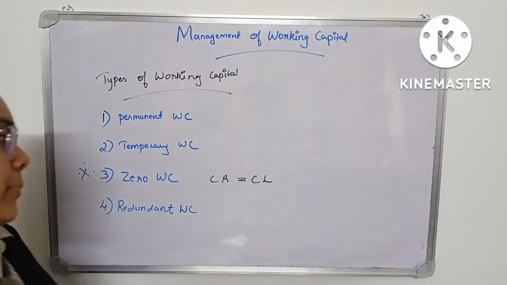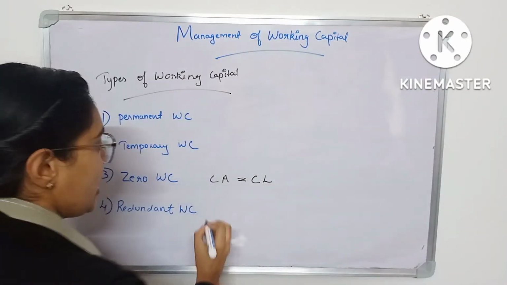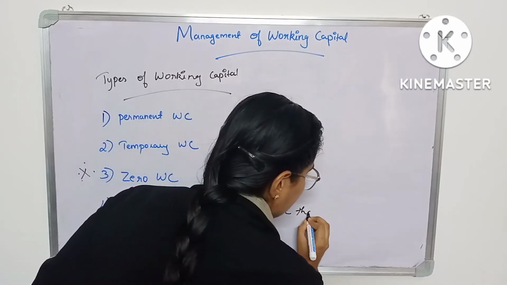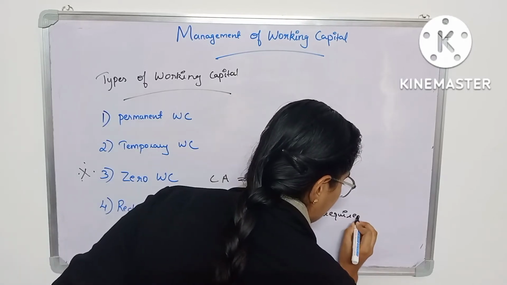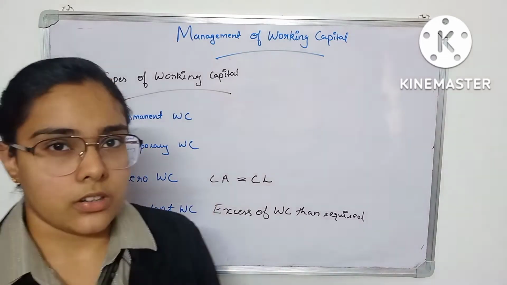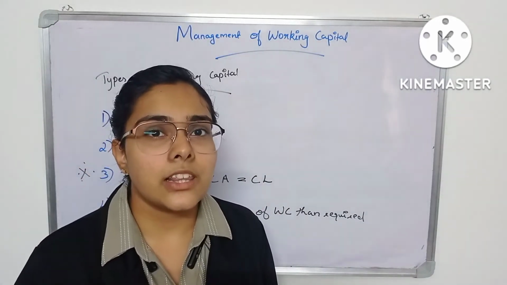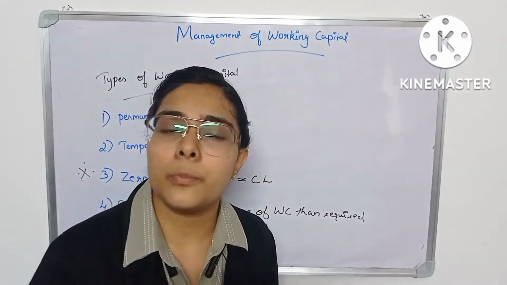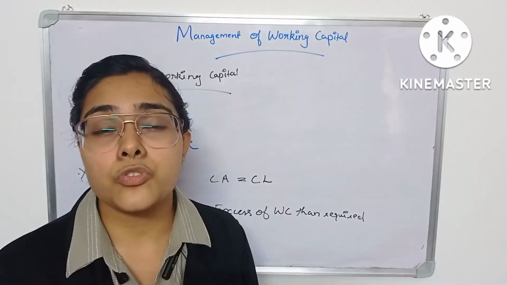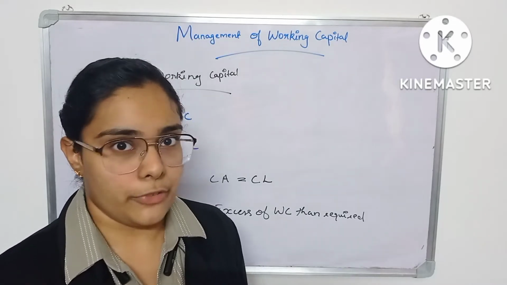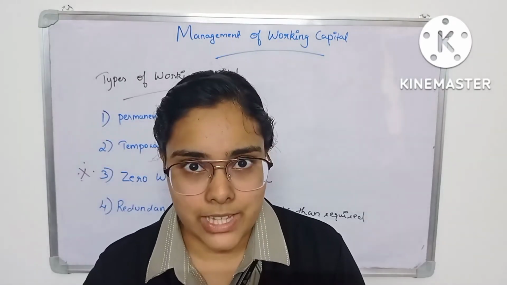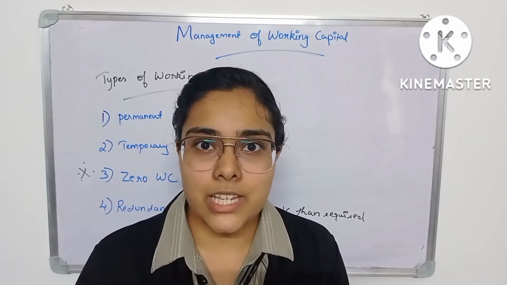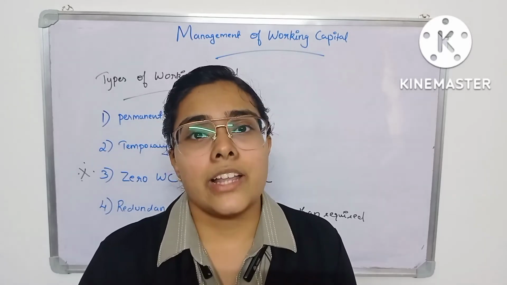Now coming to redundant working capital, that means you have excess of working capital than required. That is a danger zone, because if you have too much working capital, that means the useful funds of the business are locked up in current assets such as inventories. That is not good for the health of business organizations. The business will not have sufficient amount to carry out its day-to-day operations. So with respect to working capital, the level to be maintained is just adequate. That is, a sufficient amount should be maintained. It should not be too much and it should not be too little.